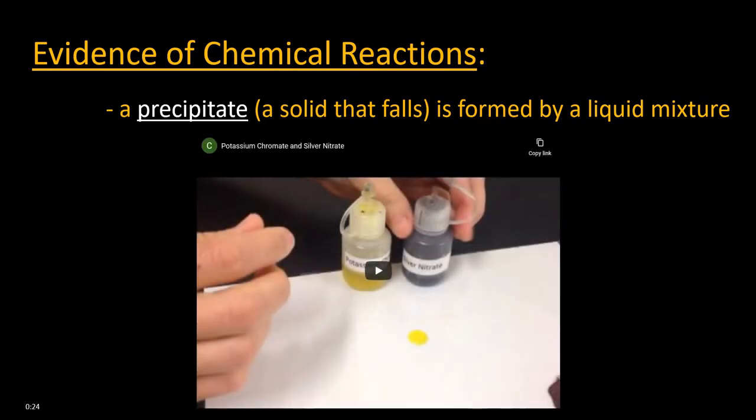First off, one of the things that you can look for is what's called a precipitate, which literally means a solid or something that falls, that is formed when you have a liquid mixture. You suddenly end up with a solid. So take a look at this.